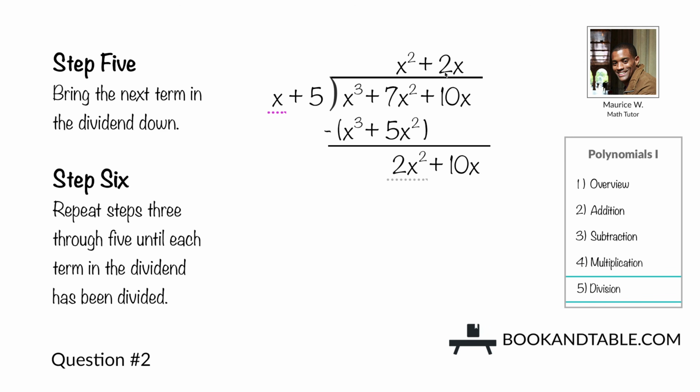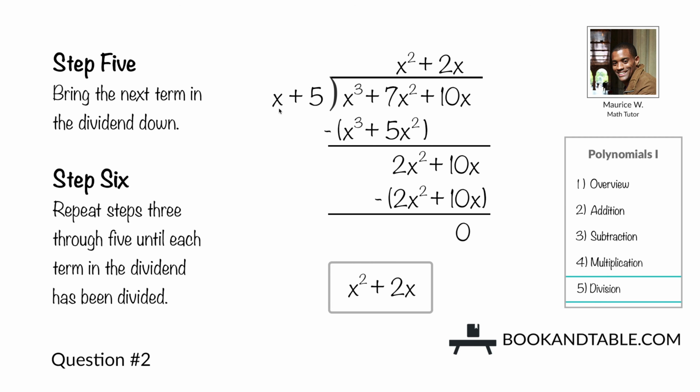And now we'll multiply this answer, 2x times the divisor, giving us 2x times x, which is 2x squared, and 2x times 5, which is plus 10x. We'll subtract that product from the dividend, giving us 2x squared minus 2x squared, which is 0, and 10x minus 10x, which is 0. So we get a quotient of x squared plus 2x.